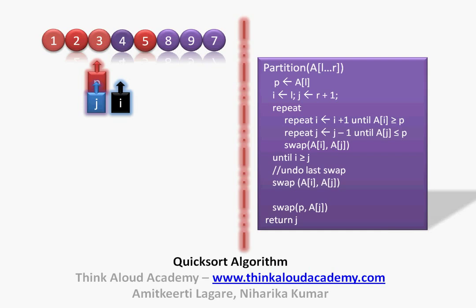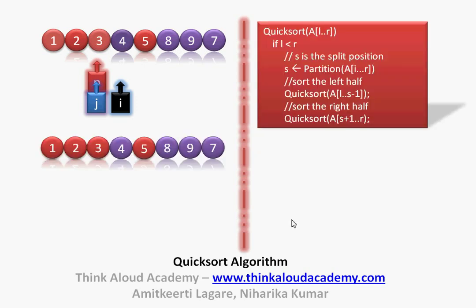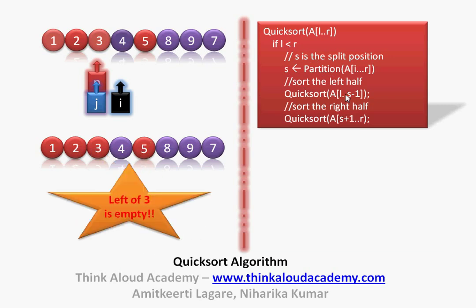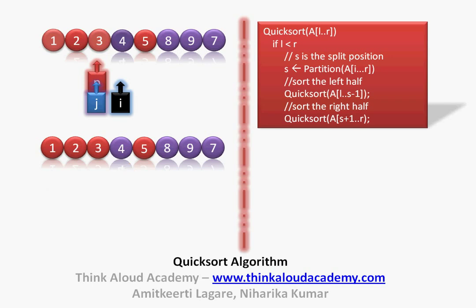sorted. So once 3 has got sorted, then we return back the index of 3 to quicksort. So we have the elements 1, 2 and 3, and once we return the index of 3, we try to quicksort the left half of 3, and there are no elements left on the left half of 3. So the left half of 3 is empty, so we have nothing much to do. So we have to go to the right half of 3, which has just the element 4.